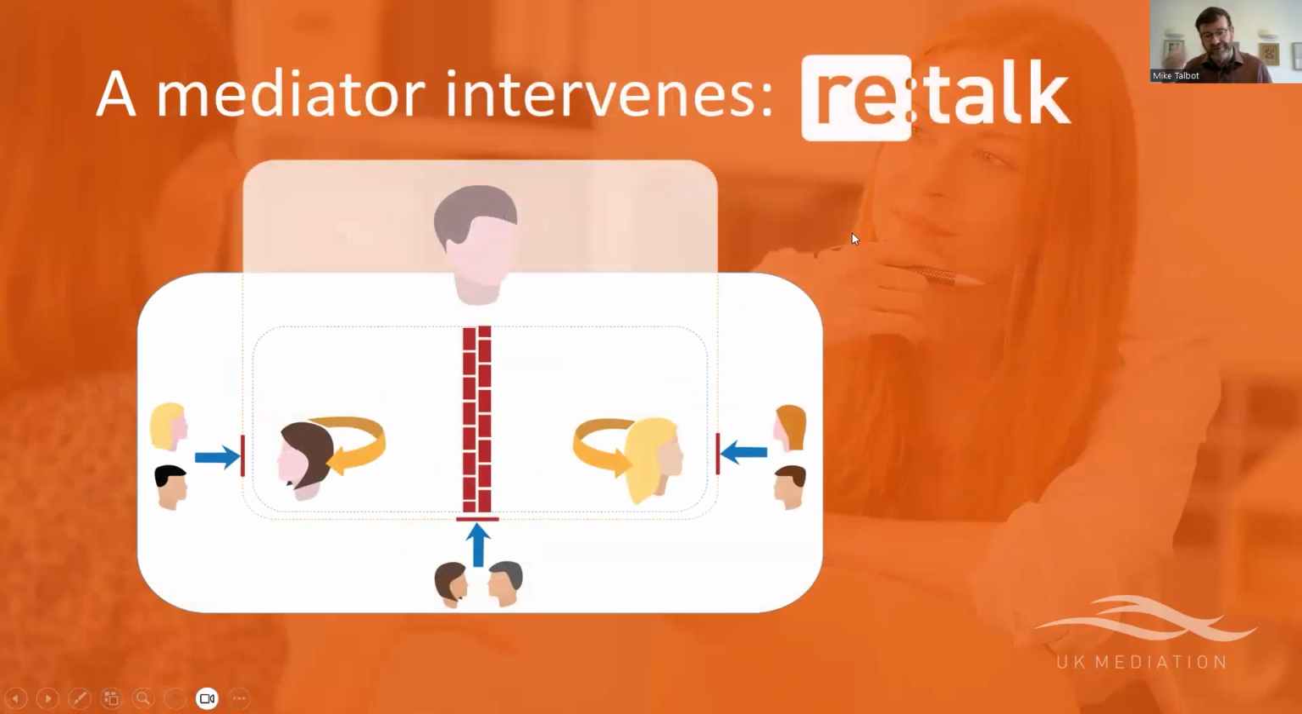Okay, let's get a mediator involved. So a mediator intervenes. Boom, there's a mediator at the top. So if HR have done everything they can, maybe they've tried to build the confidence in the parties to talk to each other directly, which is ideal. If you do that, we don't need mediators. Maybe there's a bit of need for support for the conversation between the two.